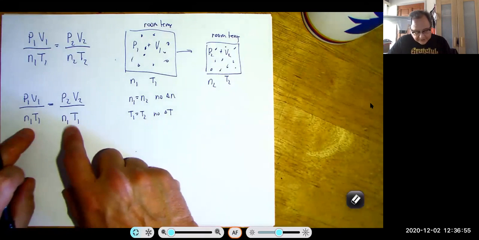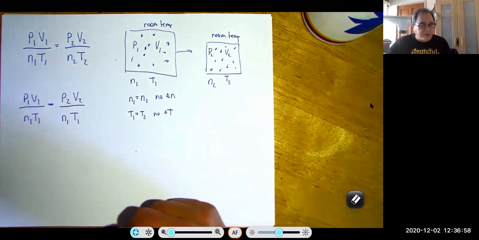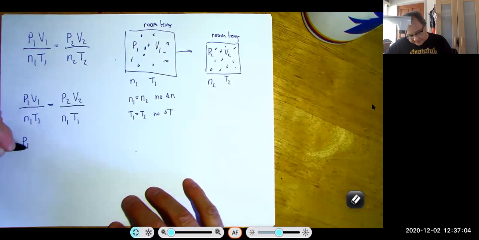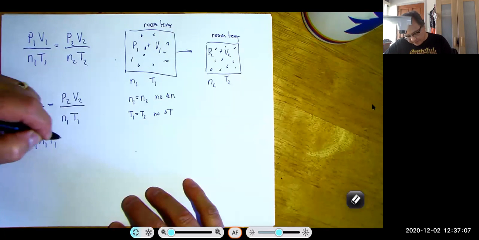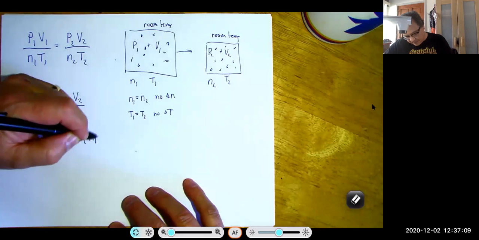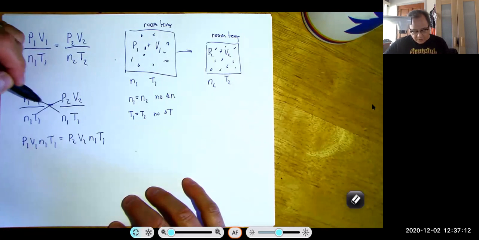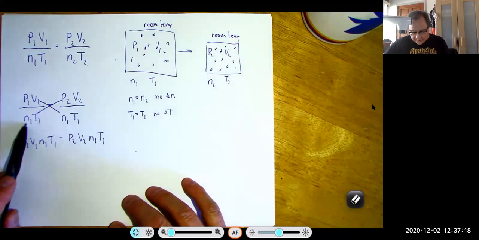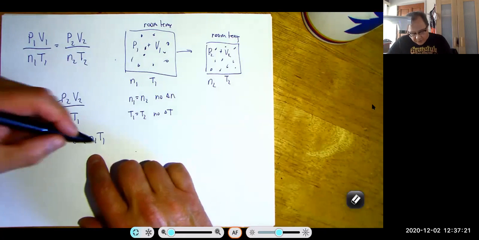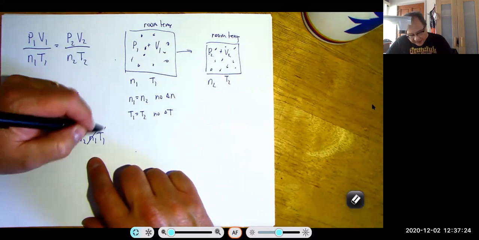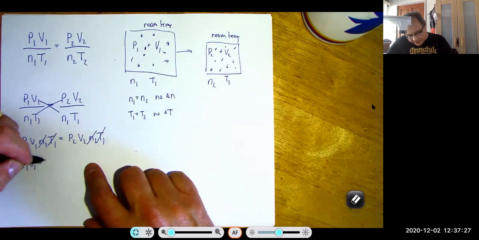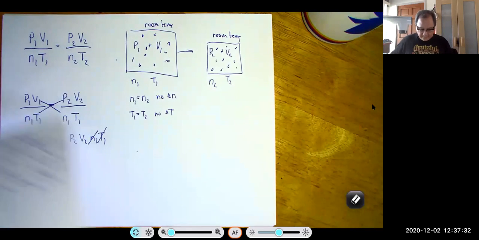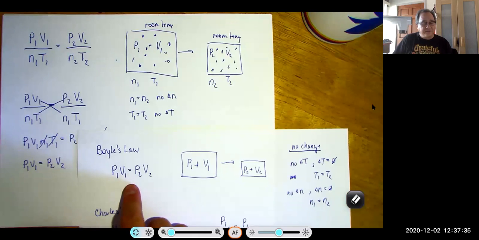So what happens to these? When we solve these equations, one of the things that you were taught in algebra is to cross multiply. So I'm going to do that for the cross. P1 V1 times N1 T1 is equal to P2 V2 times N1 T1. Now we can divide N1 from both sides. We can divide T1 from both sides, and we get P1 V1 is equal to P2 V2, which I told you is Boyle's law.